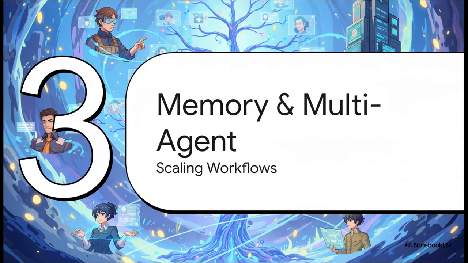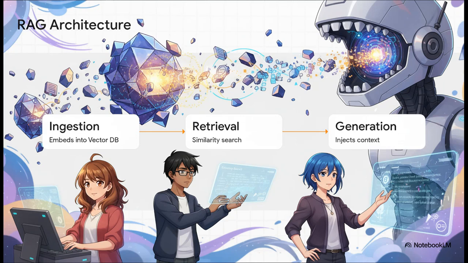Section 3. Memory and Multi-Agent Workflows, Scaling Workflows. Pillar 7 covers memory and context systems through a really elegant process called Retrieval Augmented Generation, or RAG.